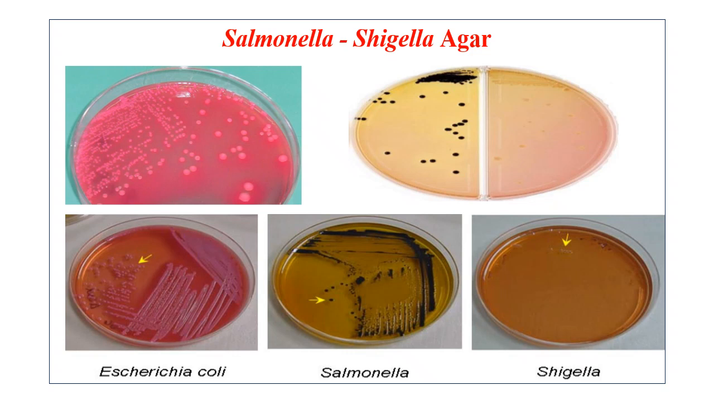Salmonella produces a colorless colony because it is not a lactose fermenter, but with a black center due to the release of hydrogen sulfide. Shigella produces a colorless colony without a black center because it is a non-lactose fermenter and does not release hydrogen sulfide.